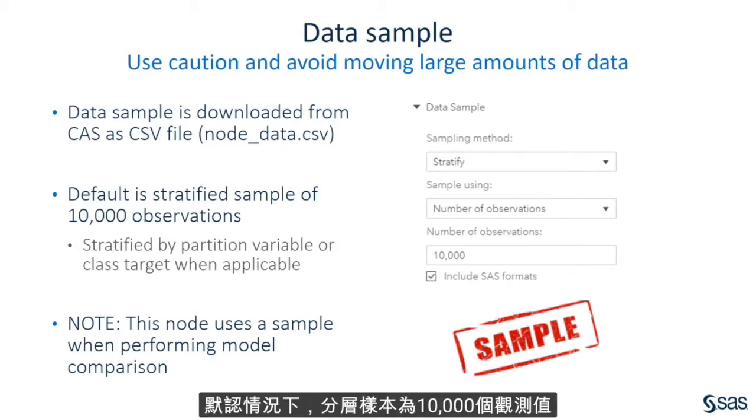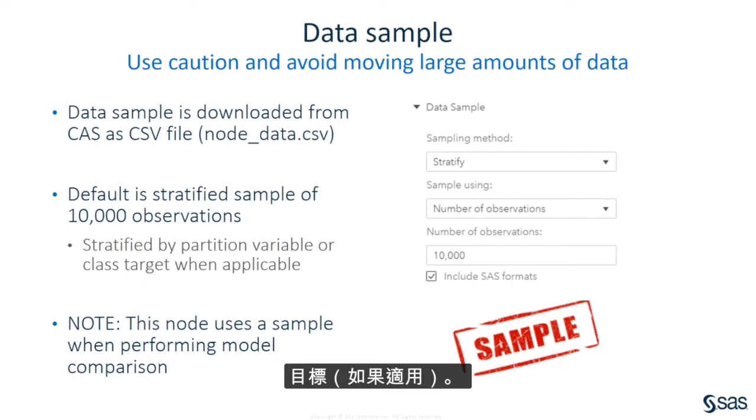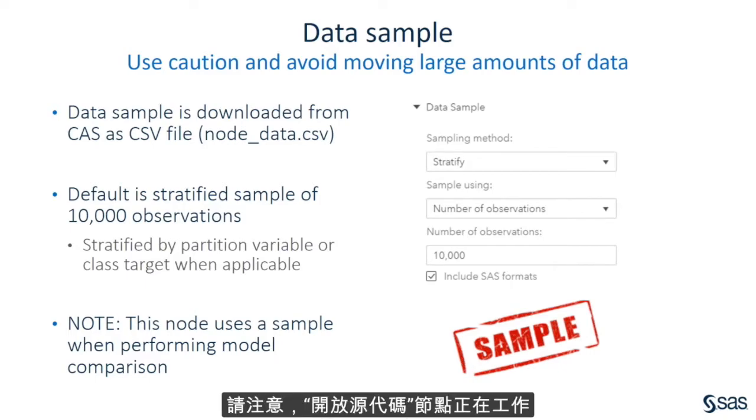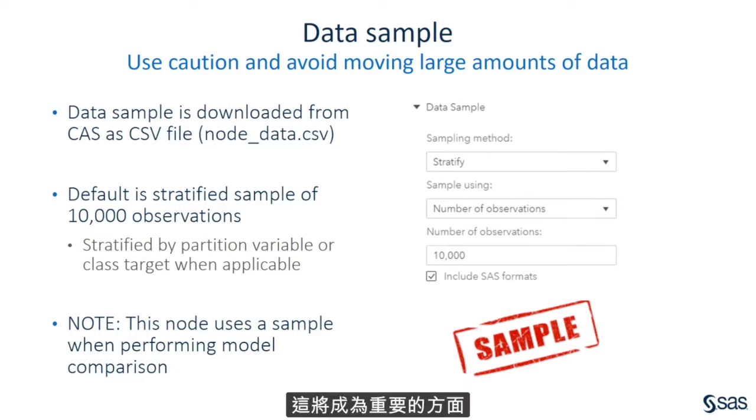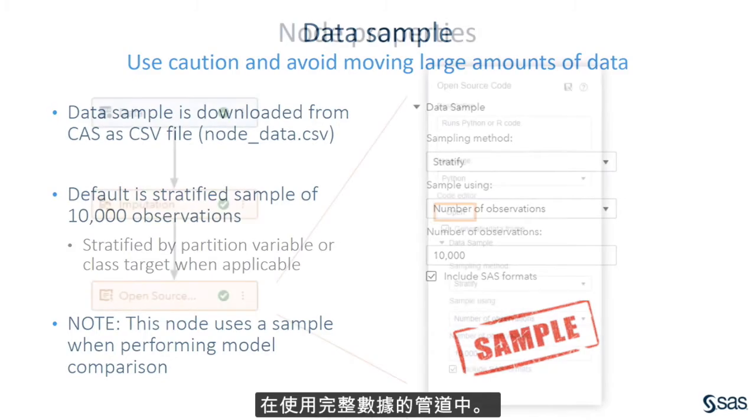By default, a stratified sample of 10,000 observations is created based on the partition variable and the class target when applicable. Be aware that the open source code node is working off a sample here. This would become an important aspect to consider if you choose to compare this node with other modeling nodes in the pipeline that use full data.